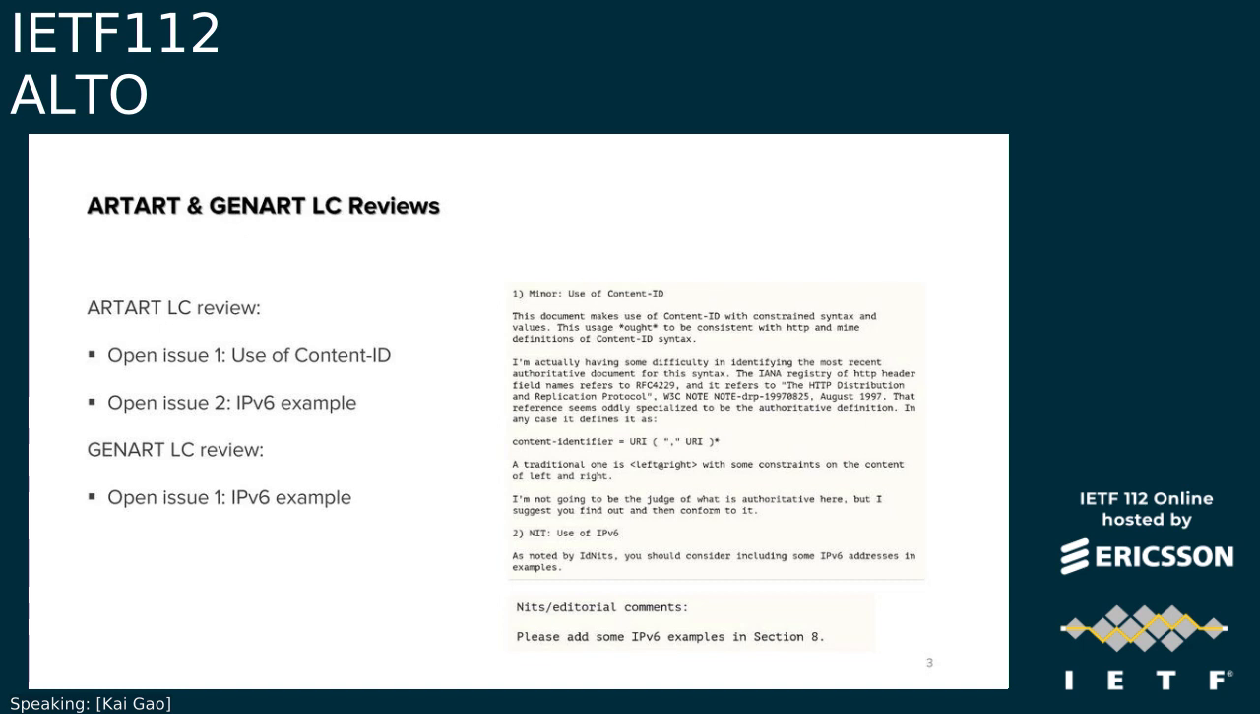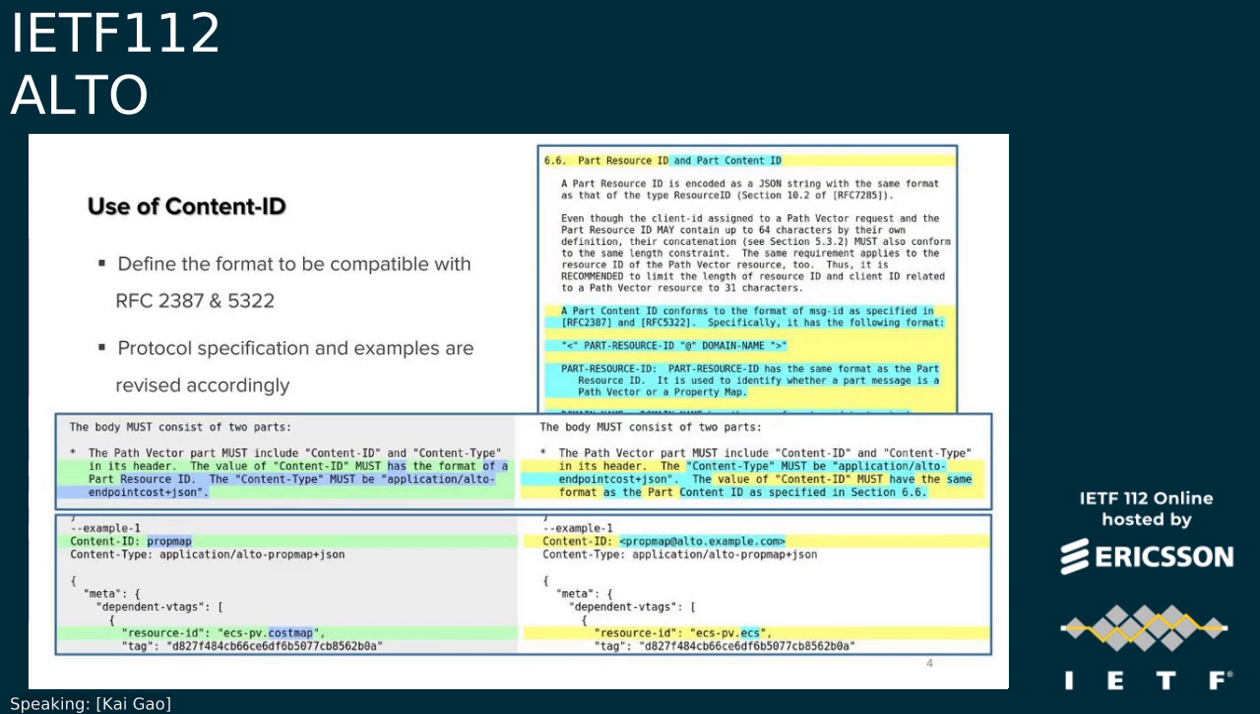And for ARTART and GenART, most of the issues are minor or need issues. So from the ARTART, one issue is that the use of content ID does not conform to previous RFCs. And the second issue is that we need examples for IPv6. So next slide, please. And we have made the revision for the first issue, basically the use of content IDs, in the last revision. And we defined the format to be compatible with RFC 2387 and 5322. And we also revised the protocol specification and examples to accommodate the changes for the use of content ID. So next slide, please.